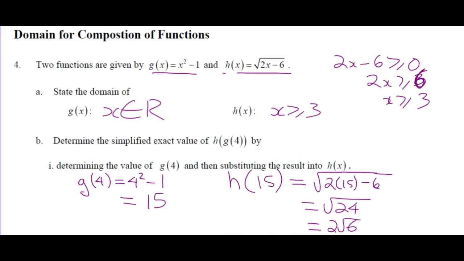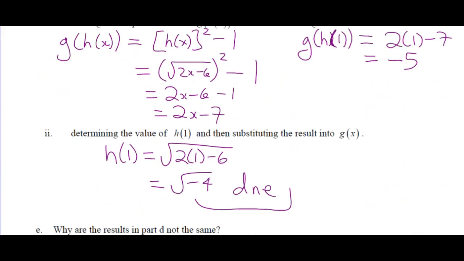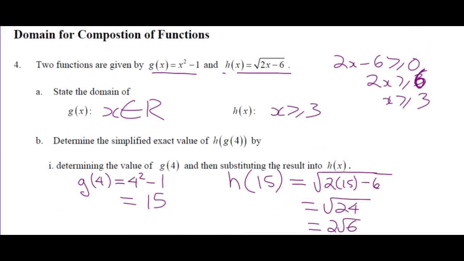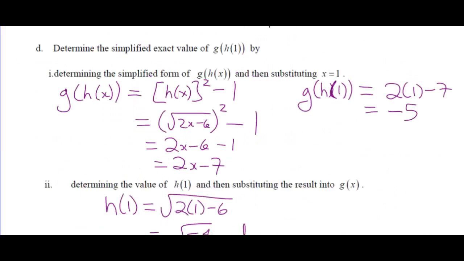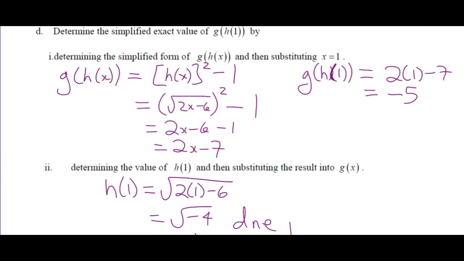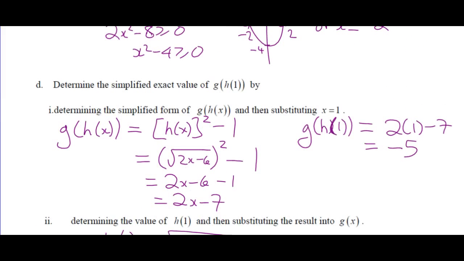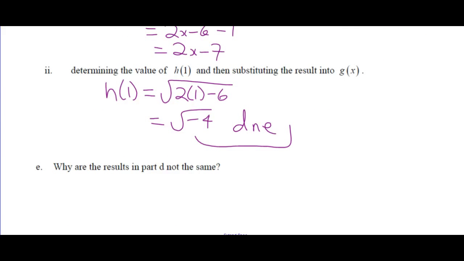Oh wait, sorry, not the function g, the function h. Right? H can't accept a value of 1. We said that up at the top, right? Where we said x has to be greater than or equal to 3. Apparently this composition that we came up with could accept it, right? Why did that happen? Well, because we squared a square root. The problem is we know a square root has to give you a value that is greater than or equal to 0, but it gives us a negative 4. So why are they not the same? In one case we get negative 5, and in the other case we get does not exist.